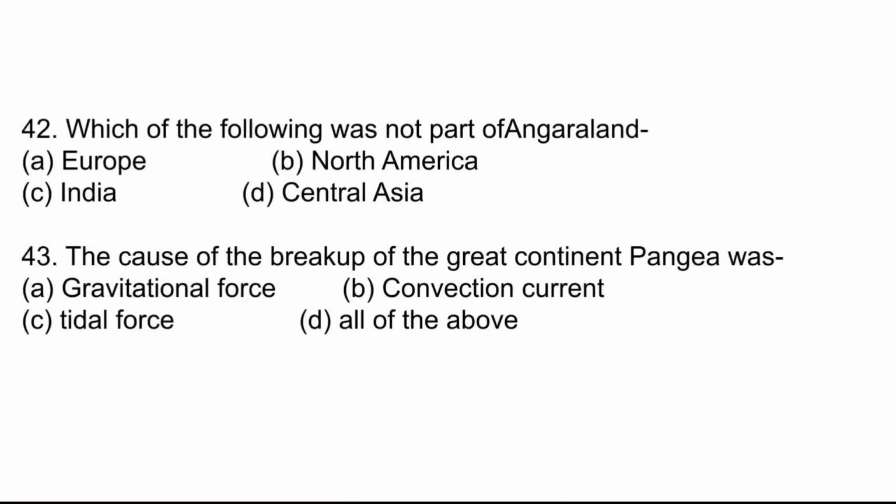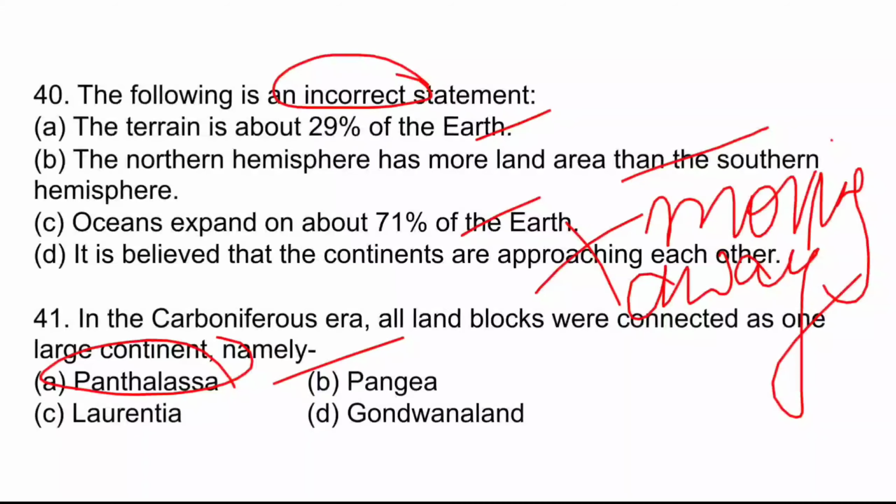This Pangaea was surrounded by a vast ocean, which was known as Panthalassa. Then we also had Laurentia. Laurentia was part of the land which was also known as Angara land. The northern portion of Pangaea was known as Angara land or Laurentia, and the southern portion was known as Gondwana land. So these two are part of this Pangaea.